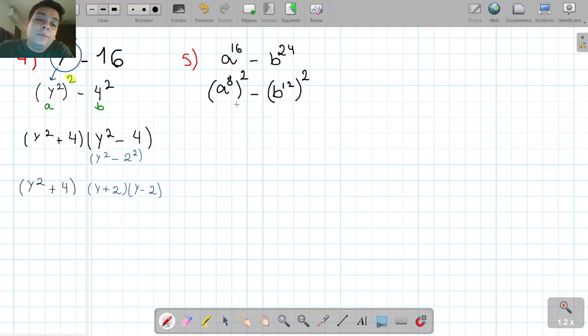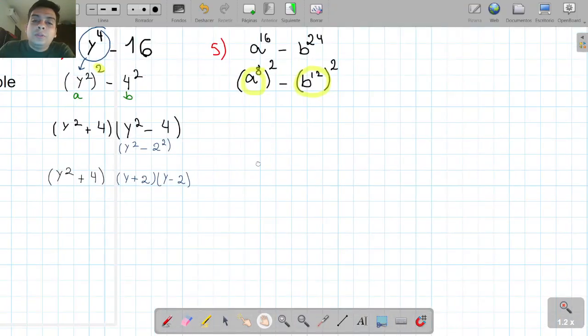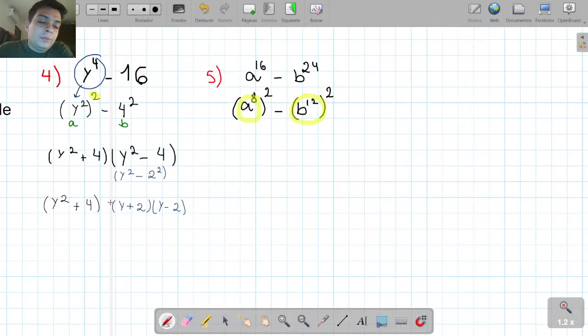Okay, we follow the formula. As you may realize, this is going to be A, this is going to be B. Let's follow the formula like it says in here. So we are going to write it like A to the power of 8 plus B to the power of 12, and we have to do the same but with minus.